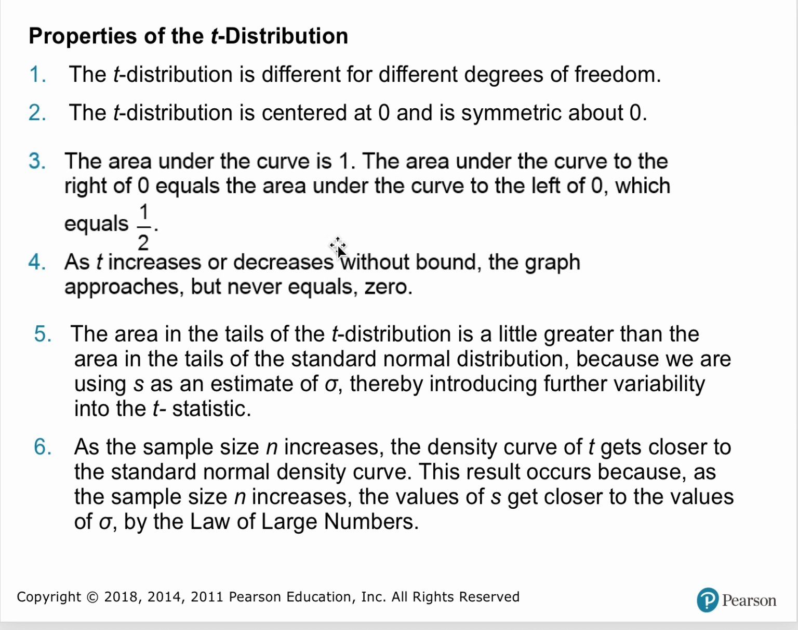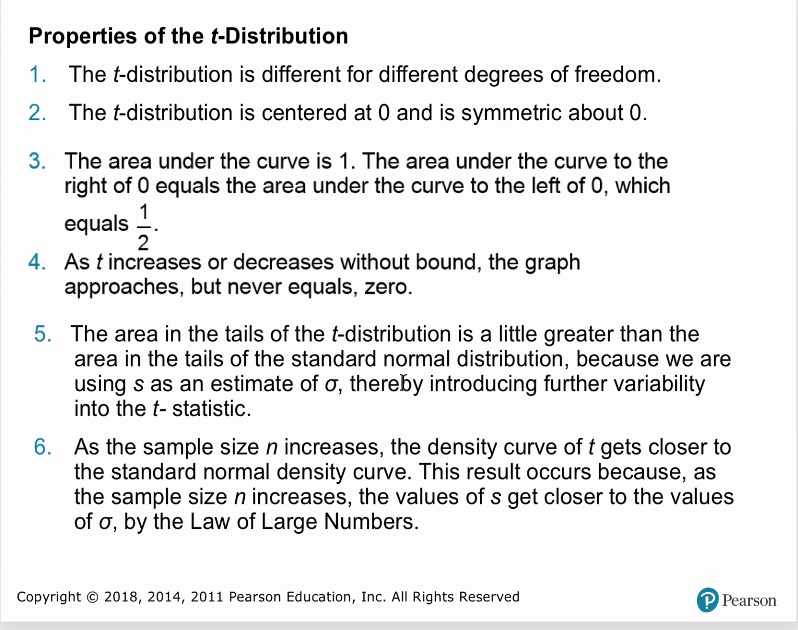So let's look at the properties of the t distribution. It's different for different degrees of freedom. It's centered at 0 and symmetric about 0. The area under the curve is equal to 1, of course. Okay, and so the area to the right of 0 equals 1/2, as does the area to the left of 0, because it's symmetric. As t increases or decreases without bound, the graph approaches but never equals 0.